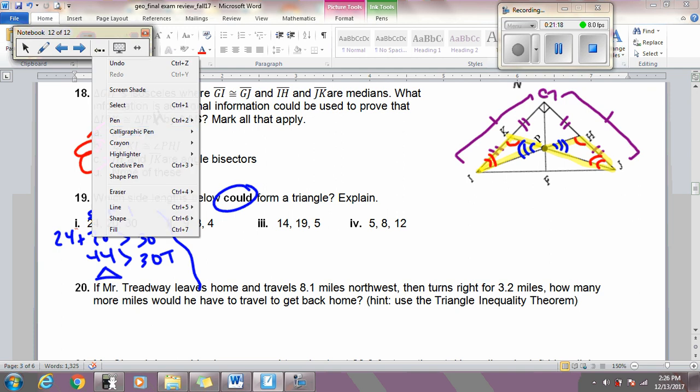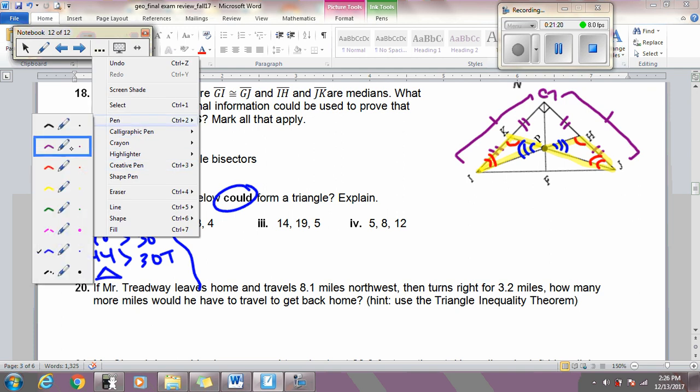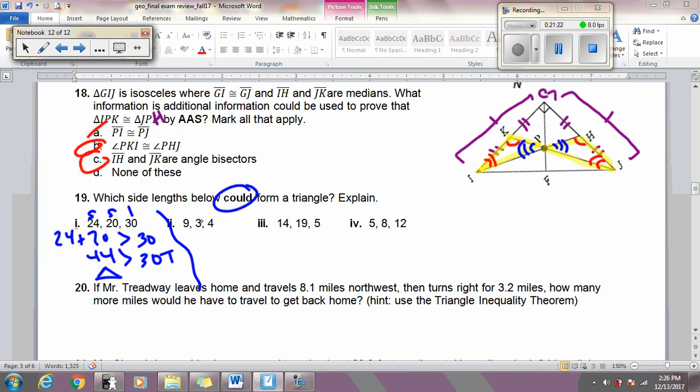For the next section, I'll pick a different color. The two small ones are 3 and 4. Check to see if it's greater than 9. 3 plus 4 is 7. Is that greater than 9? No, that's false. So this is not a triangle. So you catch my drift, you should be able to finish the next two by yourself. That's easy.